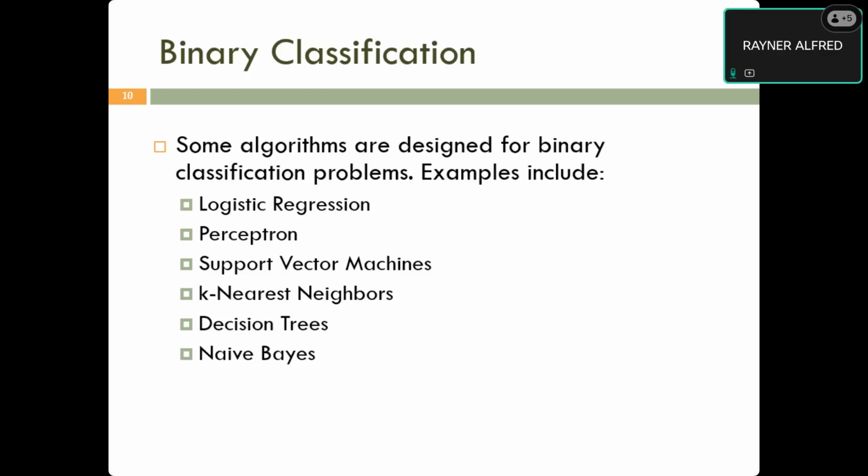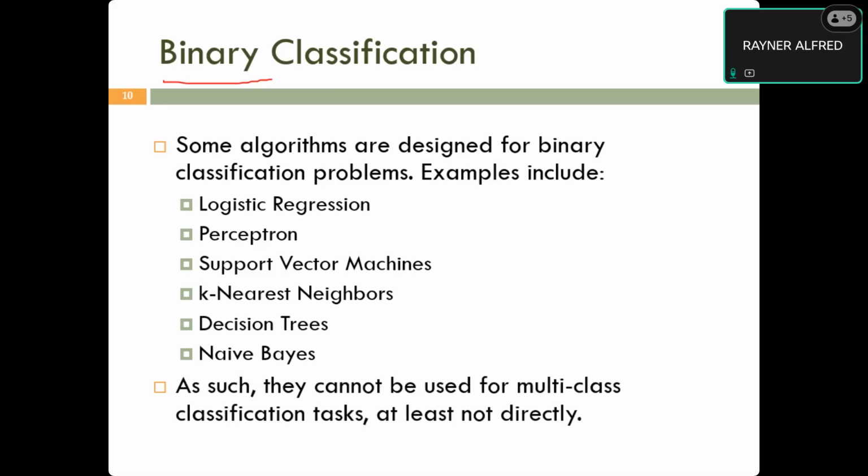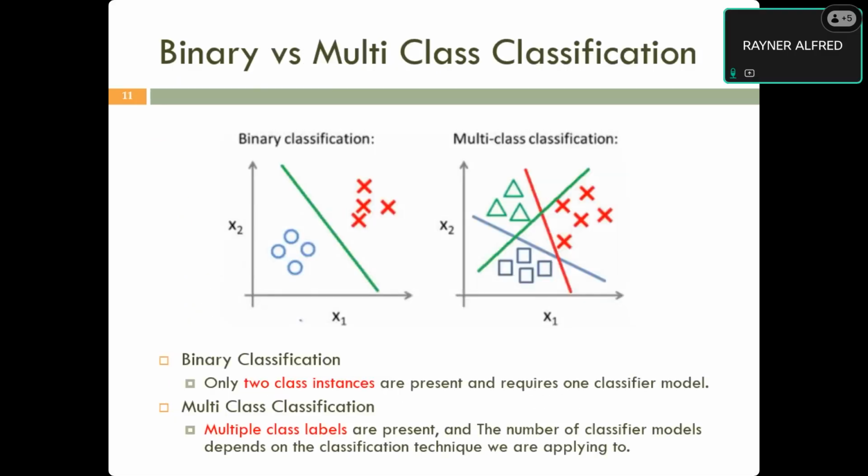So when we say binary, now we are looking into binary, but we also cover multi-class classification, which involves more than two classes. For binary, we only have two classes, and for multi-class classification, we have more than two. So that is the definition: two class instance and multiple class label. That's the difference between these two. So we start with the binary classification.